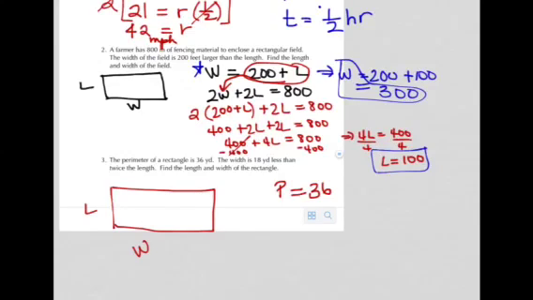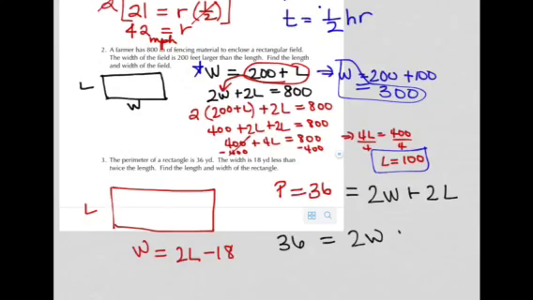The width is, this means we have an equation, 18 less than twice the length. 18 less means that we're subtracting 18 from 2 times the length. We are given the perimeter, but we also need to set that up as an equation. Perimeter again is 2W plus 2L. So 36 equals 2W plus 2L.